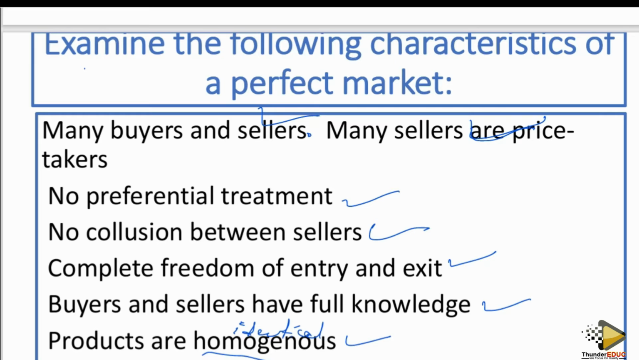Another one: all factors of production are completely mobile. Remember, when we talked about grade 12, when we talk of factors of production, we refer to the inputs that are necessarily needed by businesses to process or manufacture goods and services. There's no way that goods and services can easily be manufactured or processed without engaging the use of factors of production.